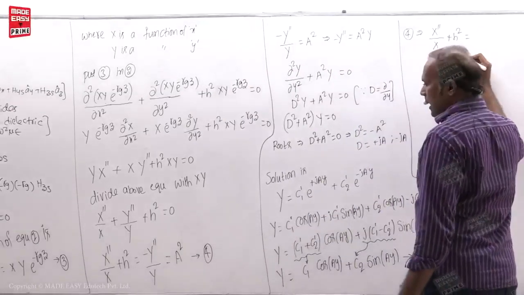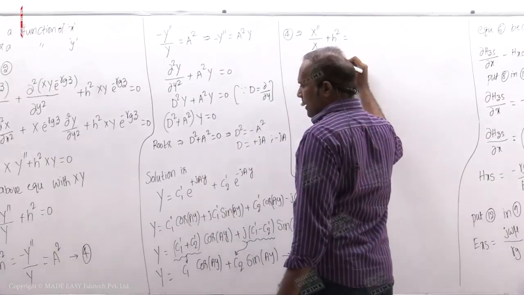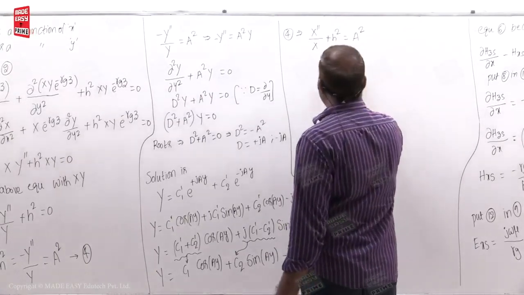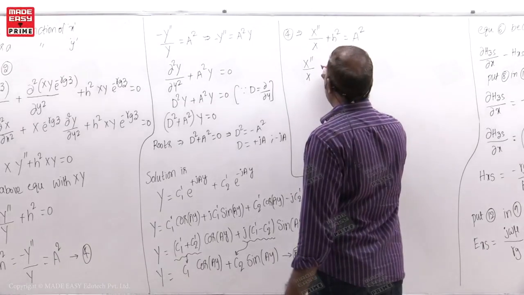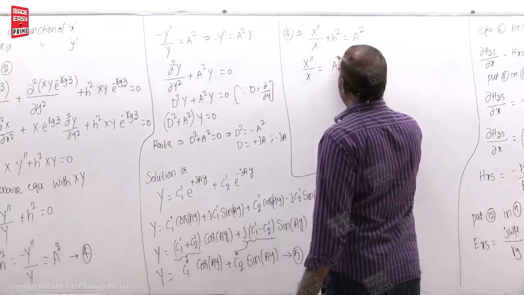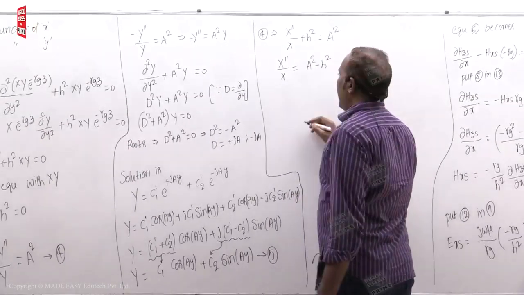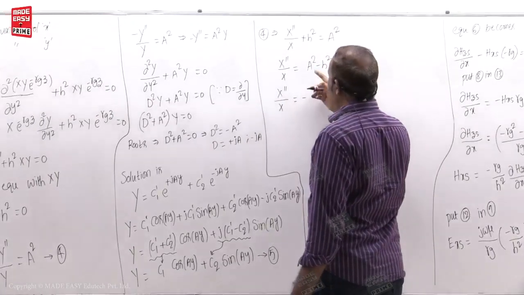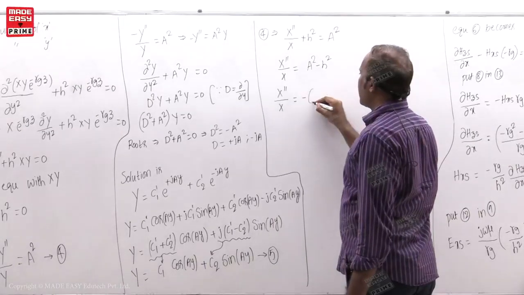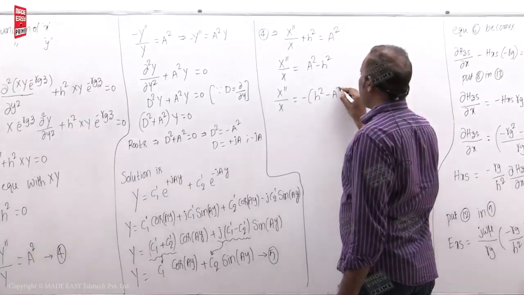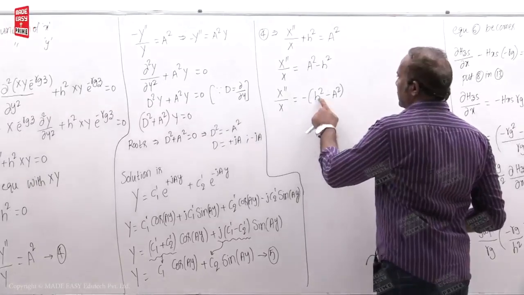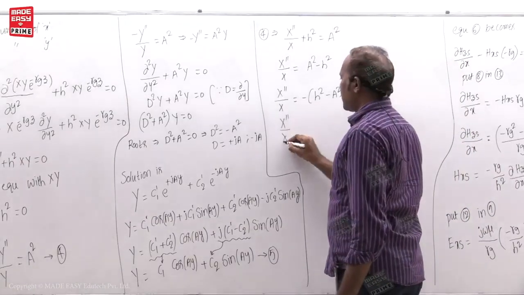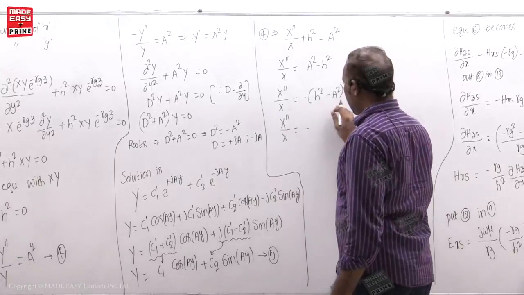Now that is X double dash by capital X plus h square is equal to a square. Now let us send this: X double dash by X is equal to a square minus h square, and X double dash by X is equal to minus of (h square minus a square). It is correct, na? You see here minus h square is there, minus into minus is plus, plus a square is there. Now X double dash by X is taken, this together, as b square here.